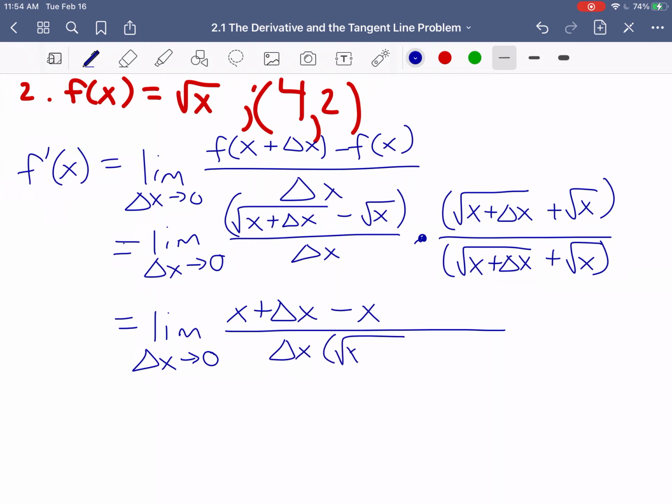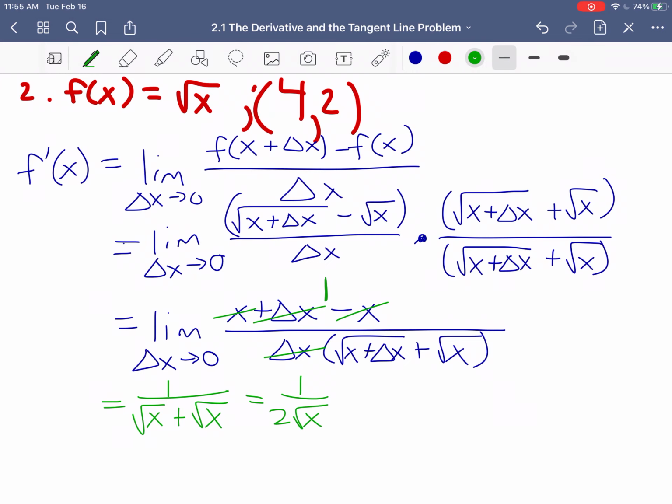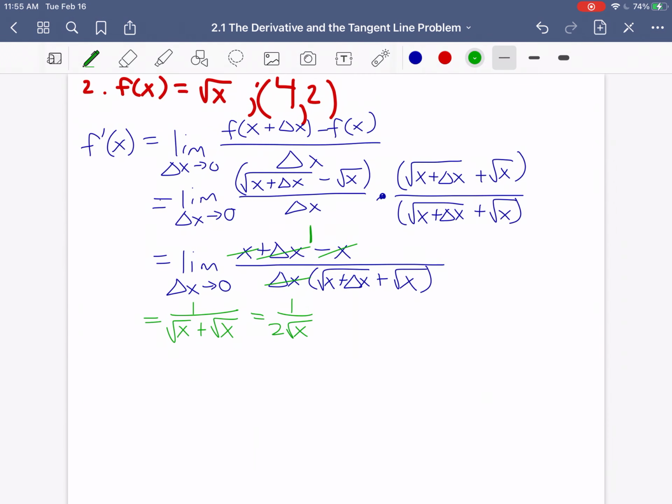And on bottom, we have that delta x, and I'm not going to distribute it through, because my hope is that that delta x will cancel. So the x's cancel on top. And we have a delta x on top and on bottom, so those will cancel. We're left with just a 1 on top. And so if we do direct substitution, we get 1 over square root of x plus the square root of x, which is 1 over 2 root x. So that's our derivative, f prime of x is equal to 1 over 2 root x.